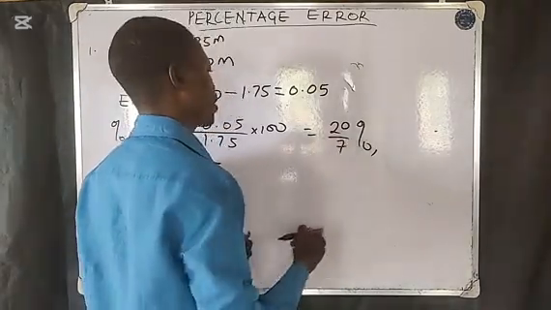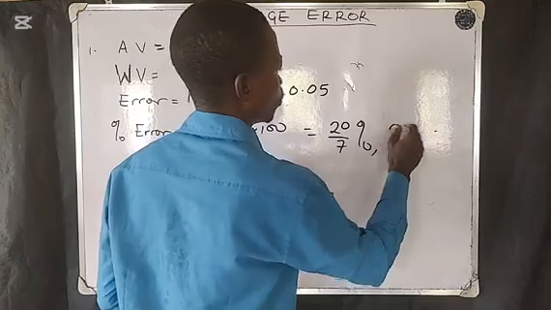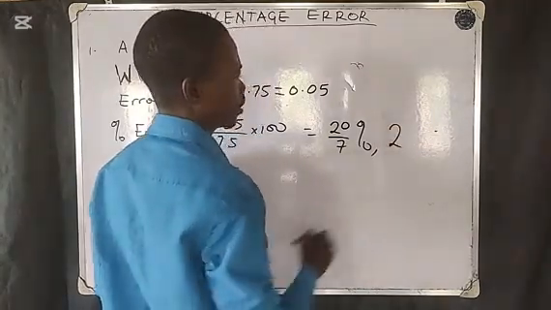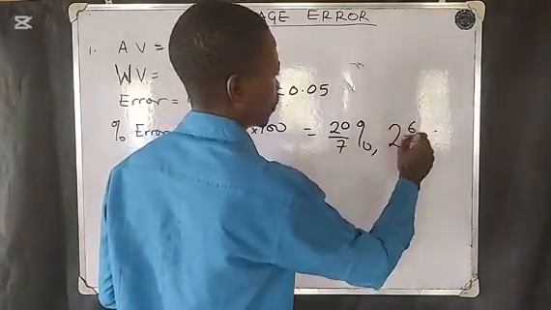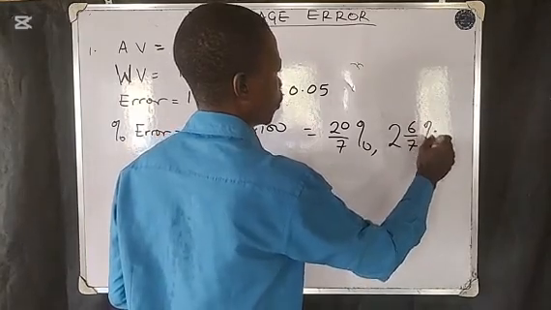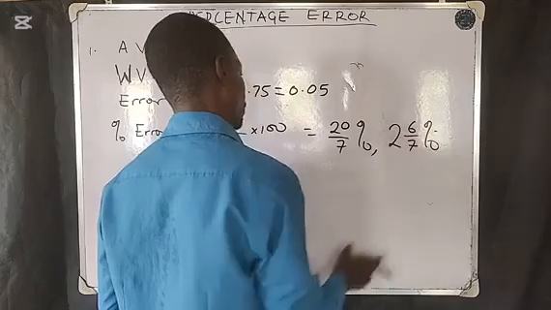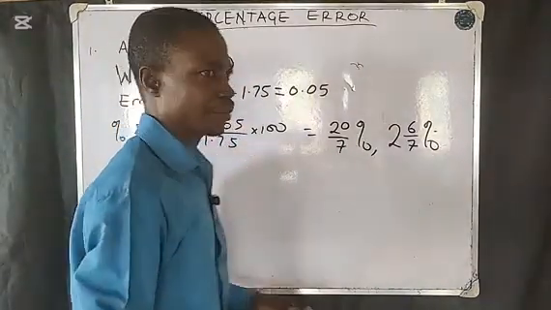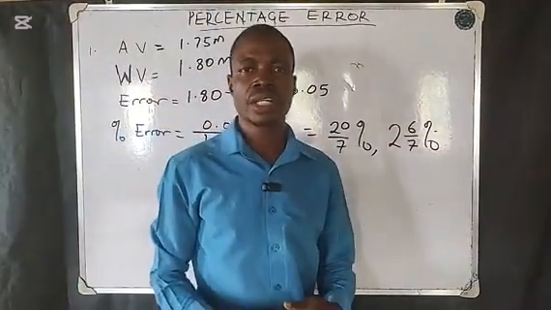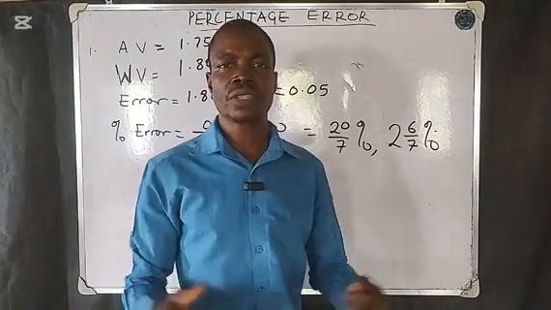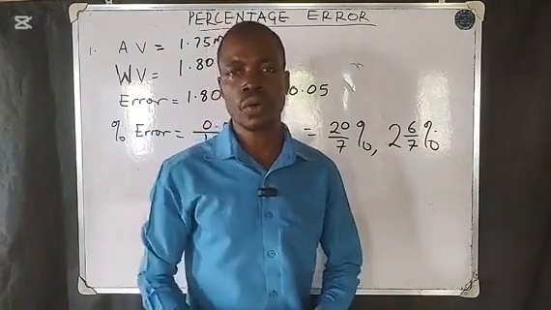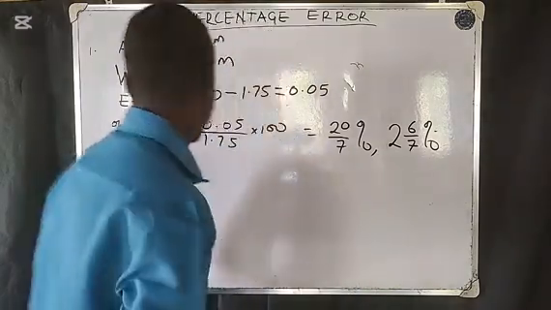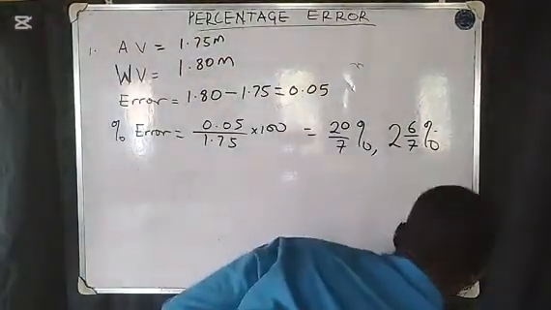7 goes in 20. How many times? It will go 2 times, right? Give me that remainder: 6/7. So you can have your answer in this form. You can also have it in decimal form, depending on the way, if it's an objective question, depending on the options in your question. Let's move to the second one, number 2.